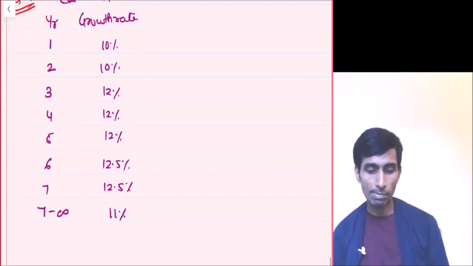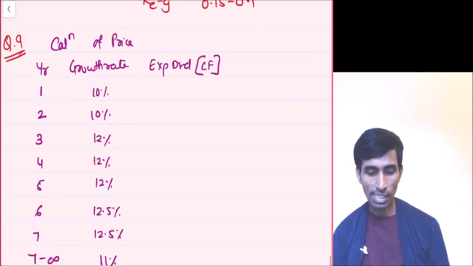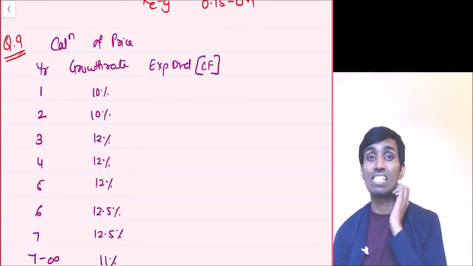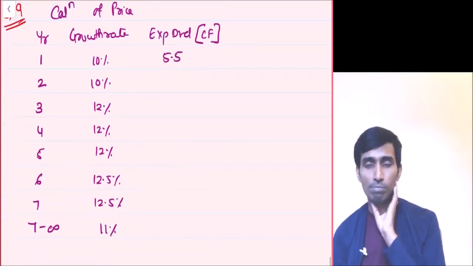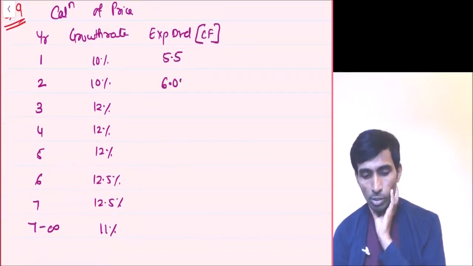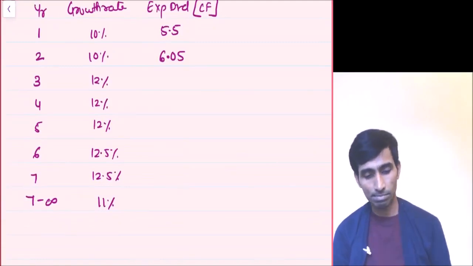Here I'll write expected dividend, or I can write cash flow. What is my cash flow? Currently the dividend is 5. 5 plus 10% is 5.5. 5.5 plus 10% is 6.05. 6.05 plus 12% is 6.776.